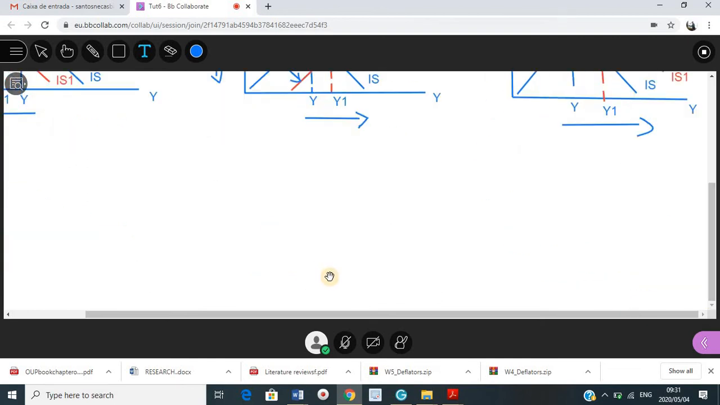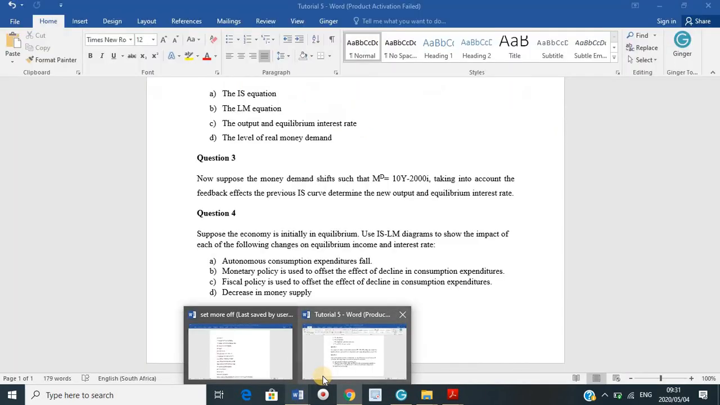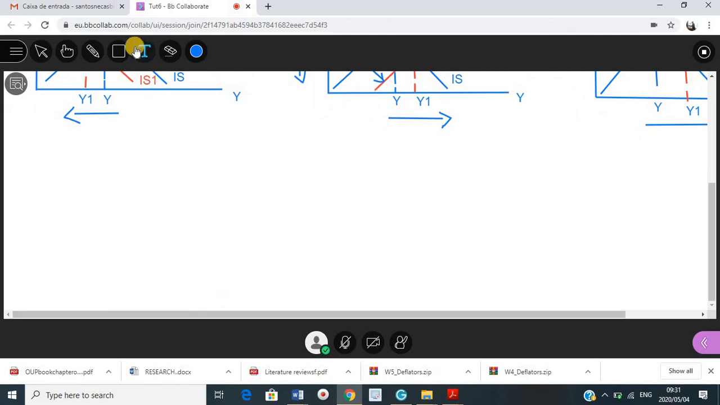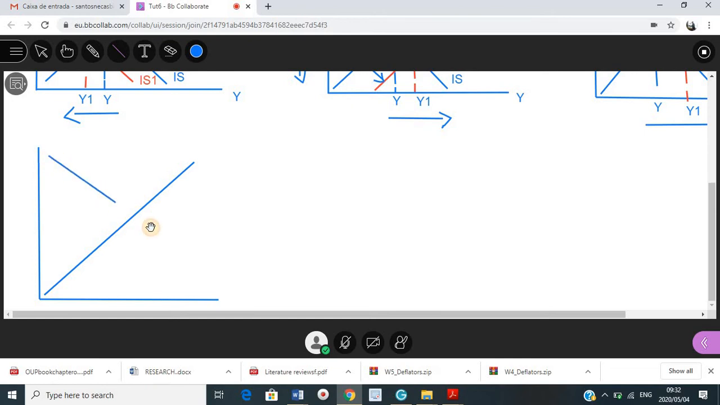So let's move on and see what this says. Decrease in money supply. This is straightforward. Once we have a decrease in money supply, we know that this is a restrictive monetary policy. All right, so it goes like this. This is our first equilibrium, just to show our first equilibrium.